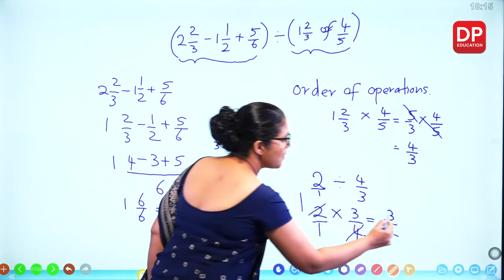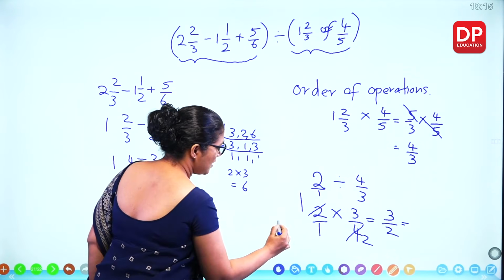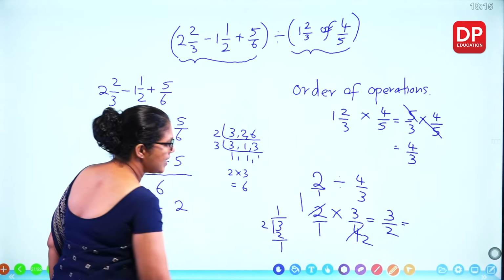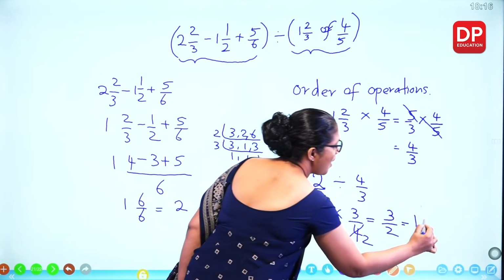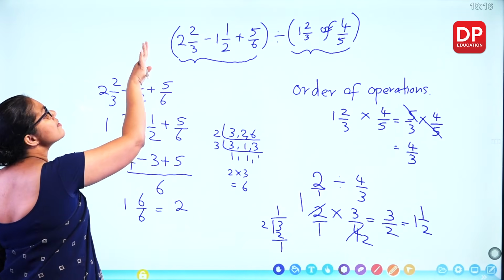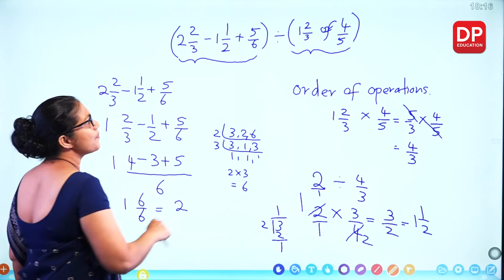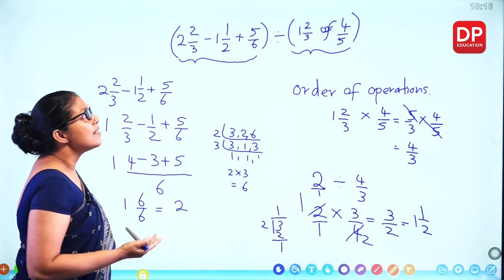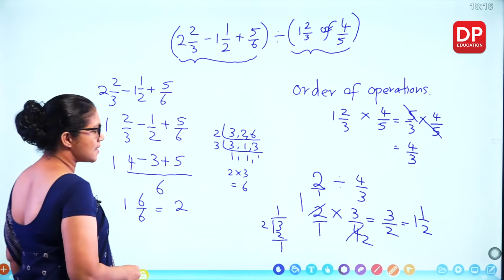improper fraction. Convert to a mixed number. You can say 3 divided by 2. How many 2's are there? 1. Remaining is 1. So you can write 1 whole part and 1 part out of 2. So what's the final answer when you are starting from left to right? First do the brackets, so these two brackets first, and then think about the division of these two fractions.